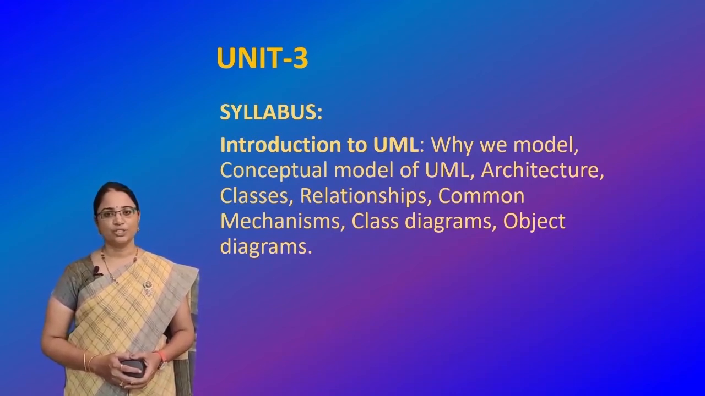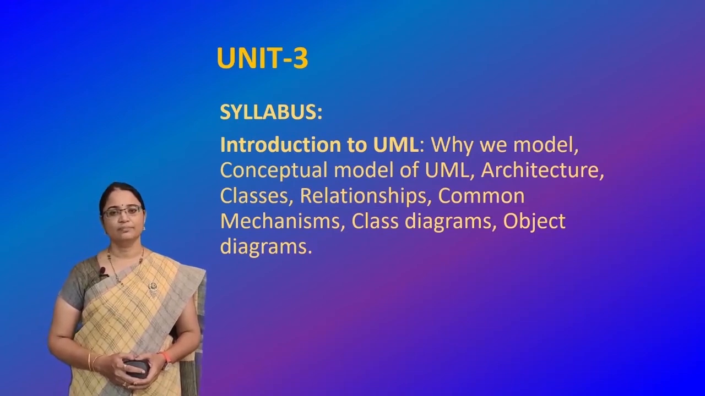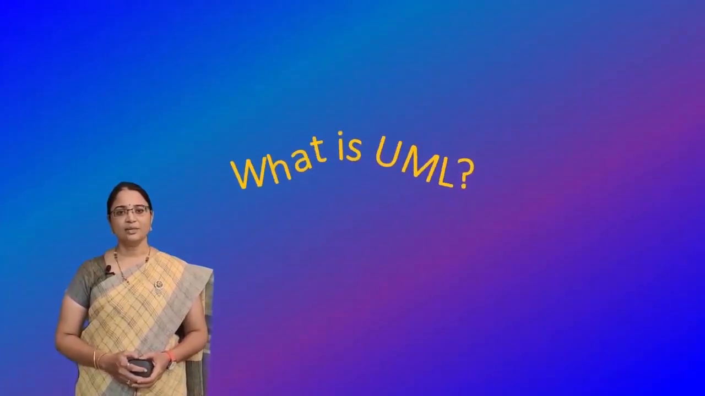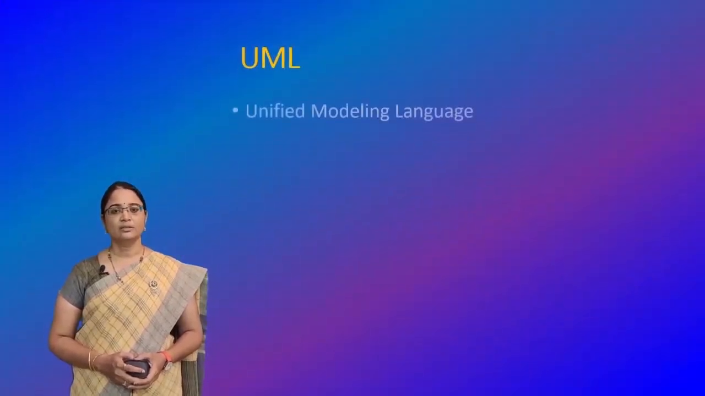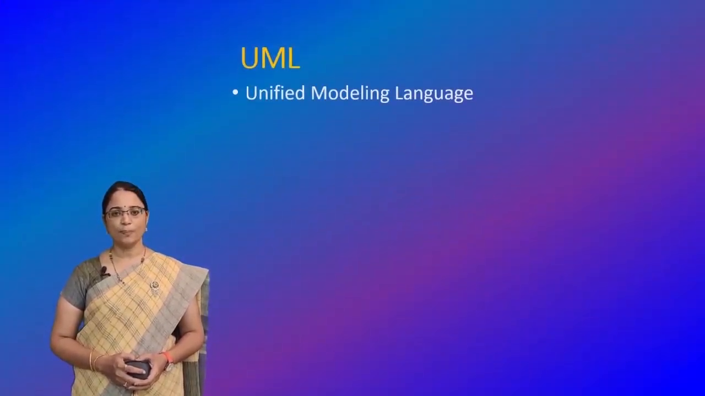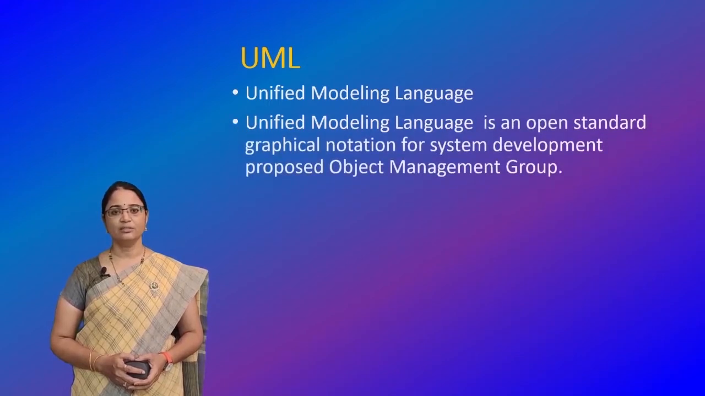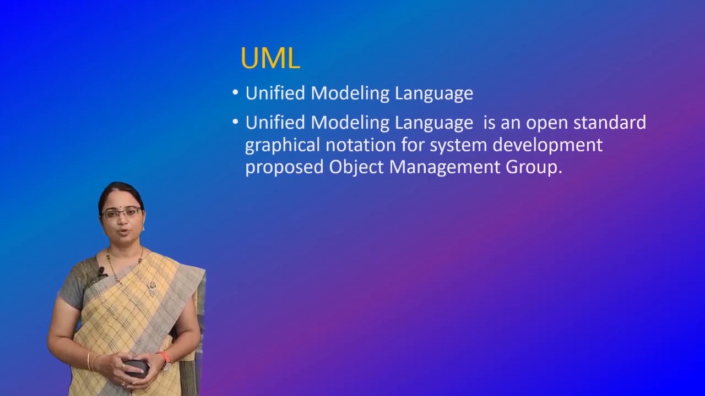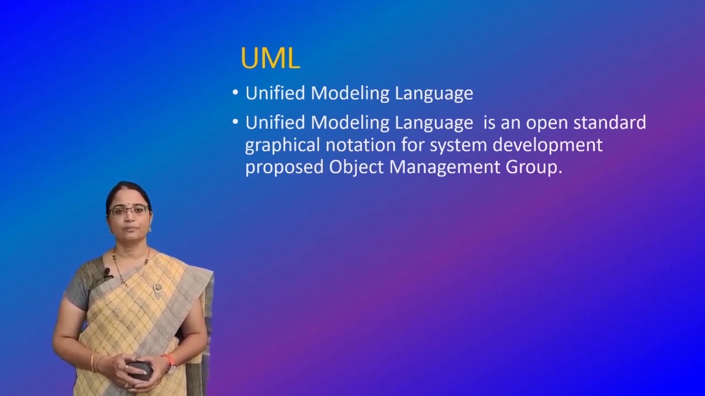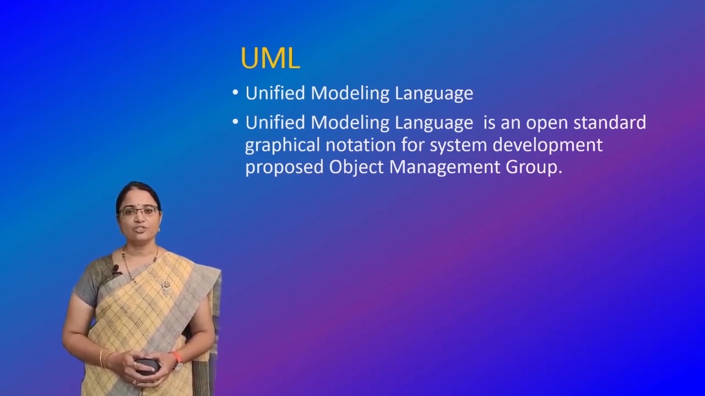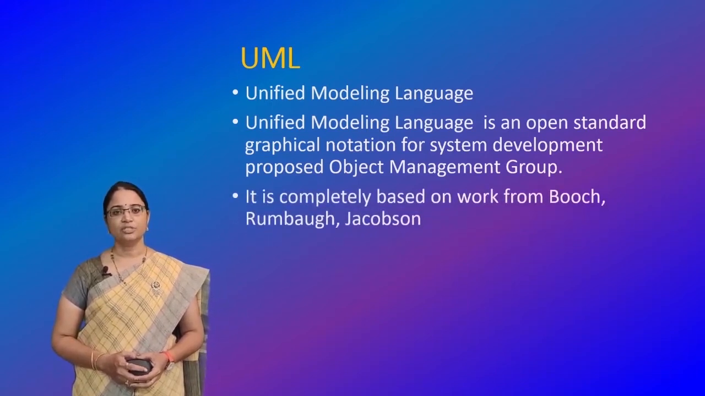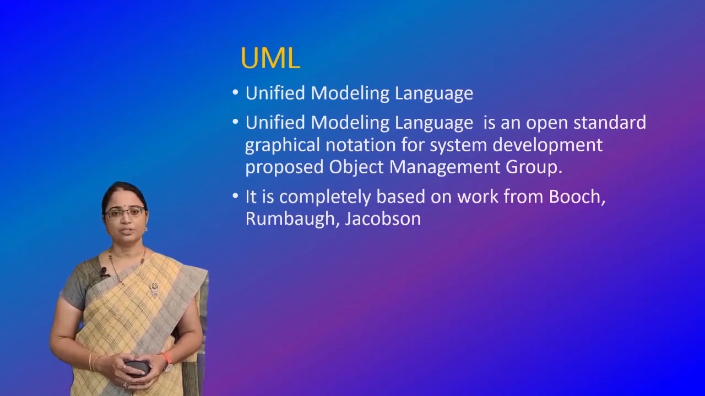Let me start with the question, what is UML? And the name says it all. UML stands for Unified Modeling Language. Unified Modeling Language is an open standard graphical notation for system development proposed by the Object Management Group. Object Management Group is a consortium of software companies. The notation is based on work from Grady Booch, James Rumbaugh, and Ivar Jacobson.